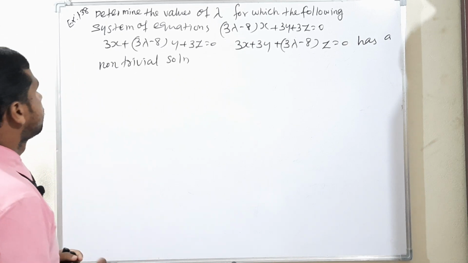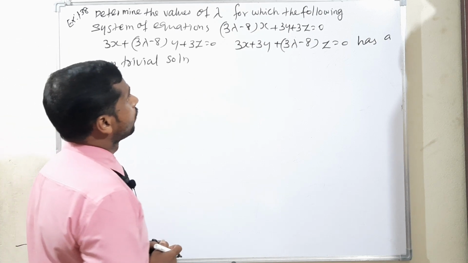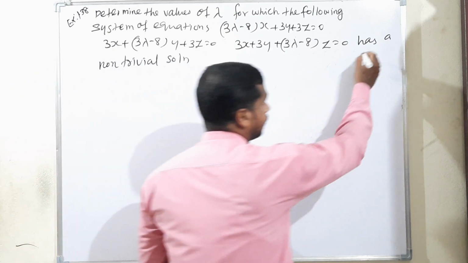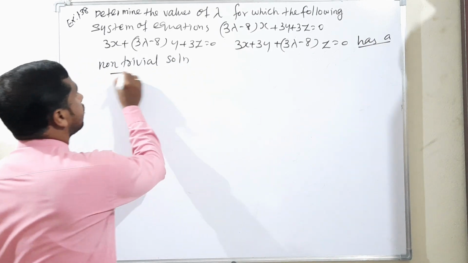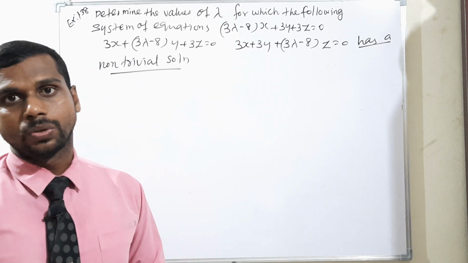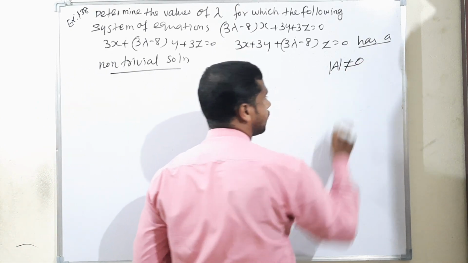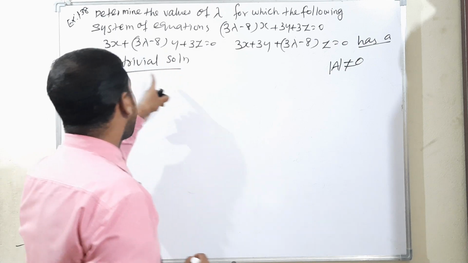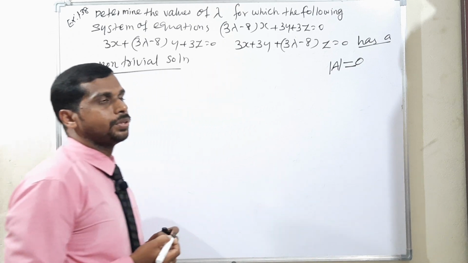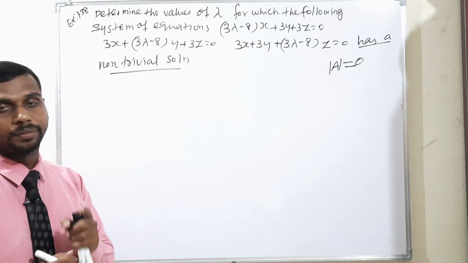The 1.38 question: determine the value of lambda for which the following system of 3 equations has a non-trivial solution. In the last 2 examples, each and every time trivial solution meant the condition that A inverse exists, that is determinant A not equal to 0. But here it is a non-trivial solution. So the first condition, definitely we can say, is determinant A is equal to 0. The condition is like that because you have to understand what is the difference between non-trivial and trivial.